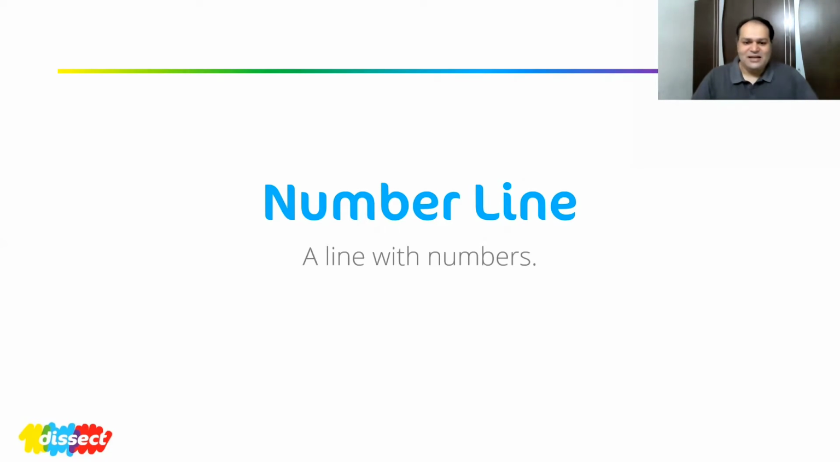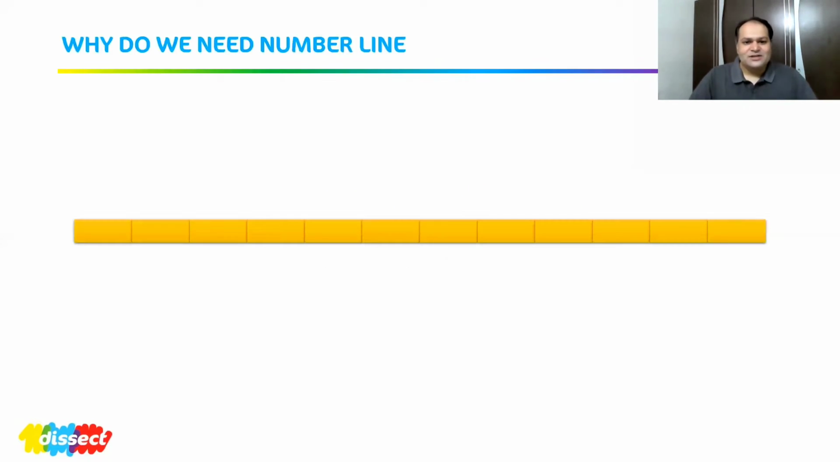So what is a number line? It is literally a line with numbers. Let's see what we mean by that.